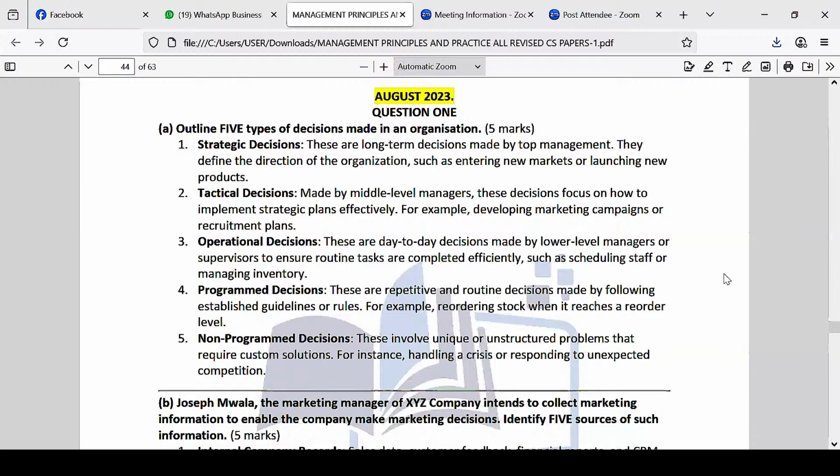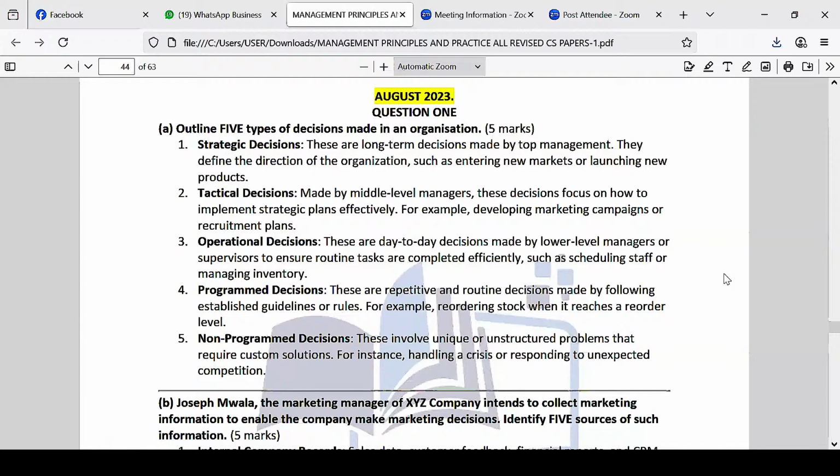They say, as the name suggests, what's called programmed decisions means they're repetitive. When we talk about how this system is programmed, it means it can do a repetitive task day after day without any problem. So these are repetitive and routine decisions made by following established guidelines or rules. For example, reordering stock when it reaches a reorder level.